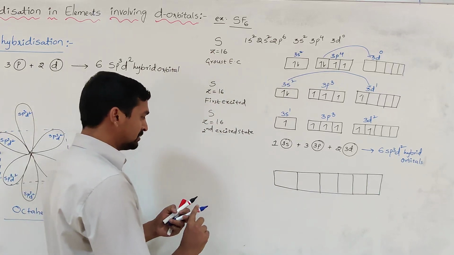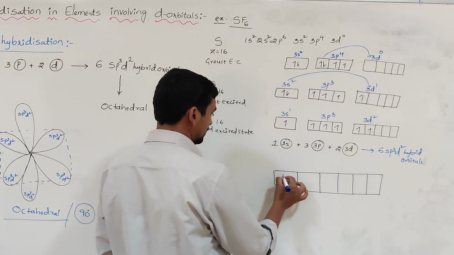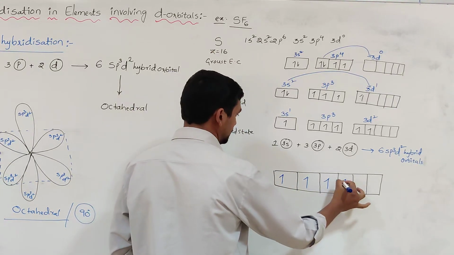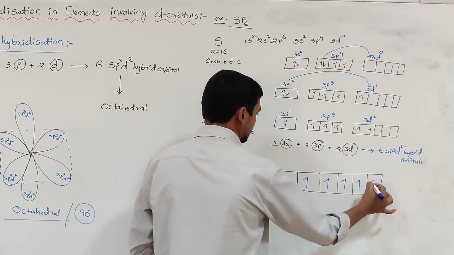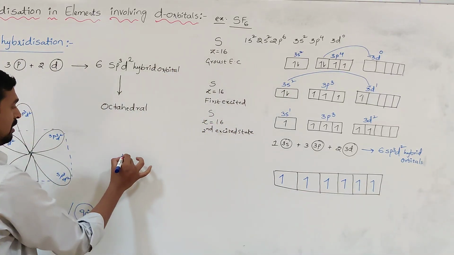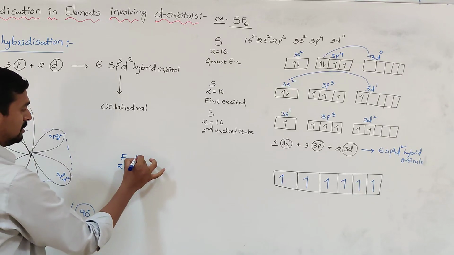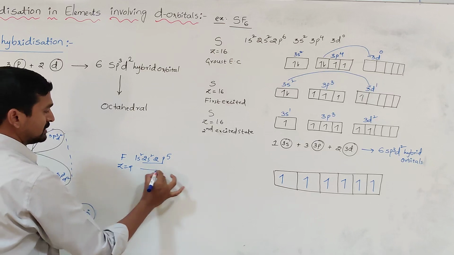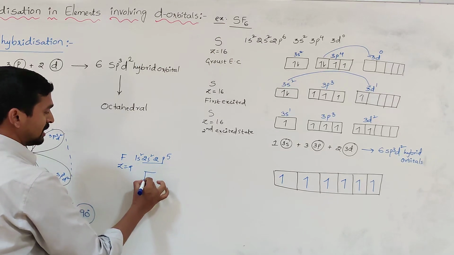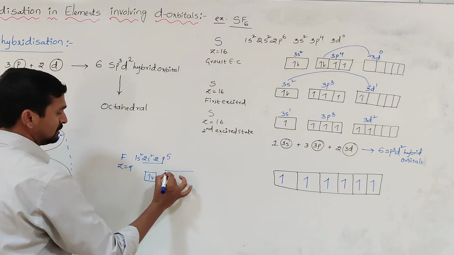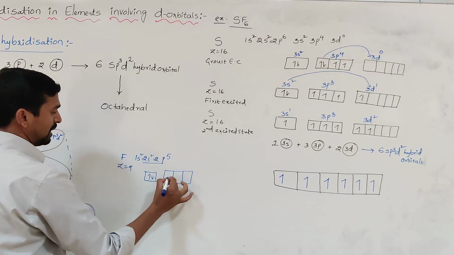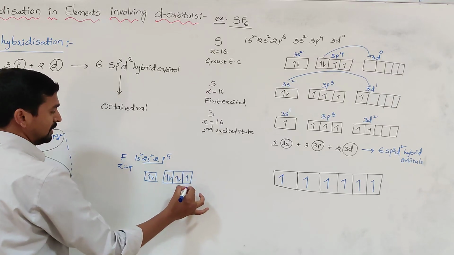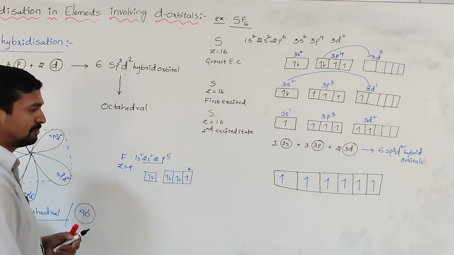Each sp3d2 hybrid orbital contains one electron already present. Later, the fluorine you know very well. Fluorine Z is equal to 9. The configuration is 1s2, 2s2, 2p5. In the valence shell, the 2s orbital has 2 electrons, and in 2p5, out of the 3 p orbitals, 2 are filled and 1 is half filled. This is involved in the formation of bonding.